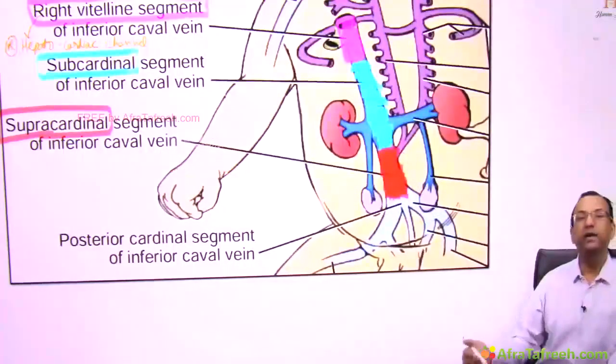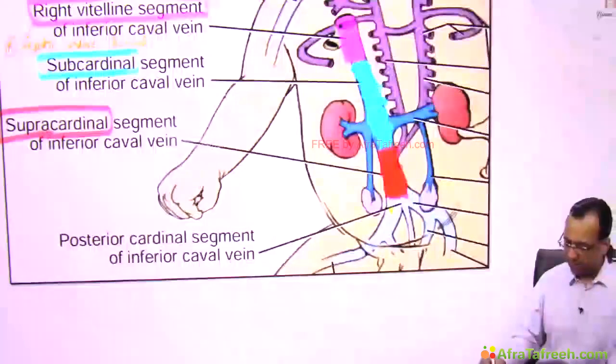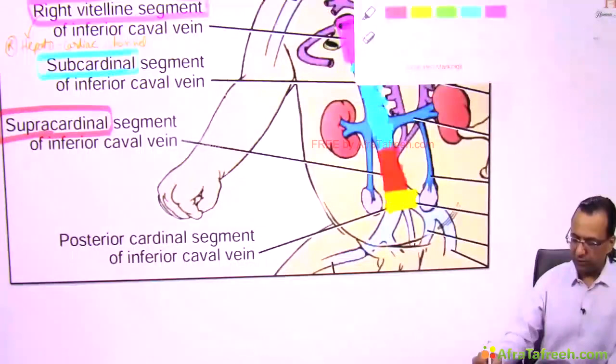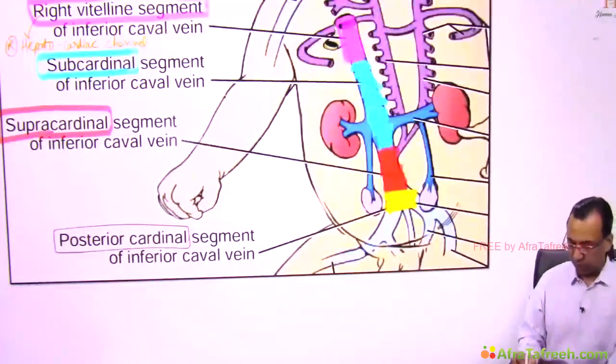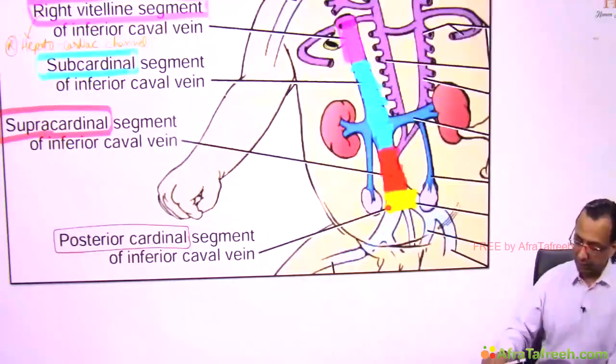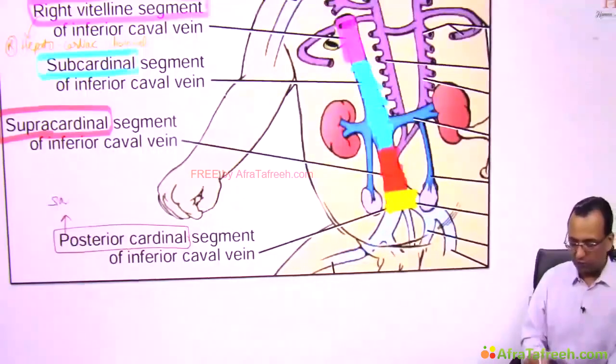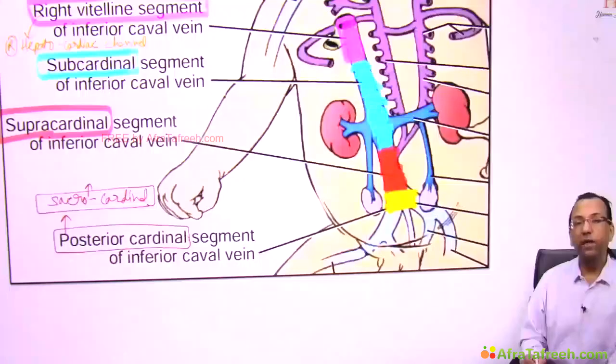And what about the beginning of the inferior vena cava? You will find that it was contributed by the posterior cardinal vein. If you remember, we have discussed that there is some contribution by the posterior cardinal vein for the inferior vena cava, and that is contributing to the beginning of the inferior vena cava. In fact, what happens is that this posterior cardinal vein will form the sacrocardinal vein, and the sacrocardinal vein will form the beginning of the inferior vena cava.